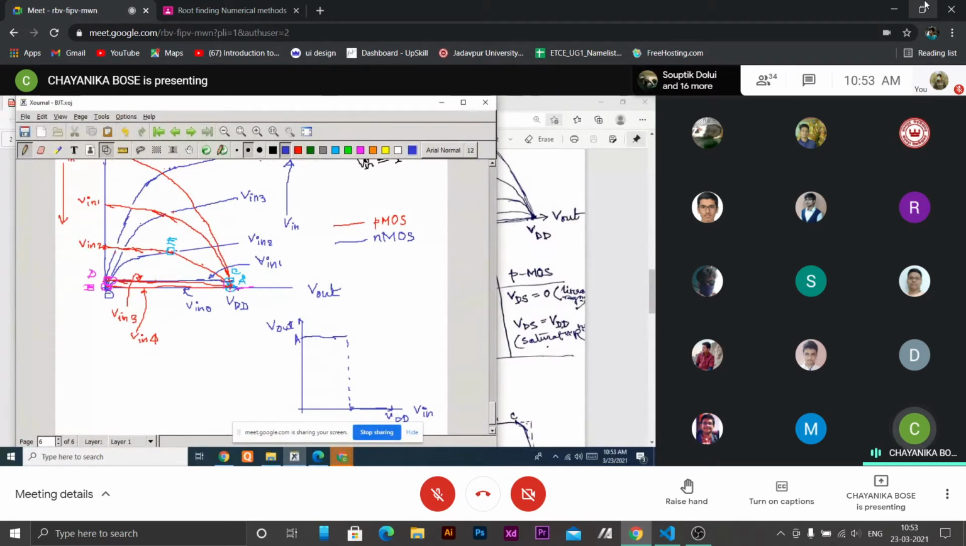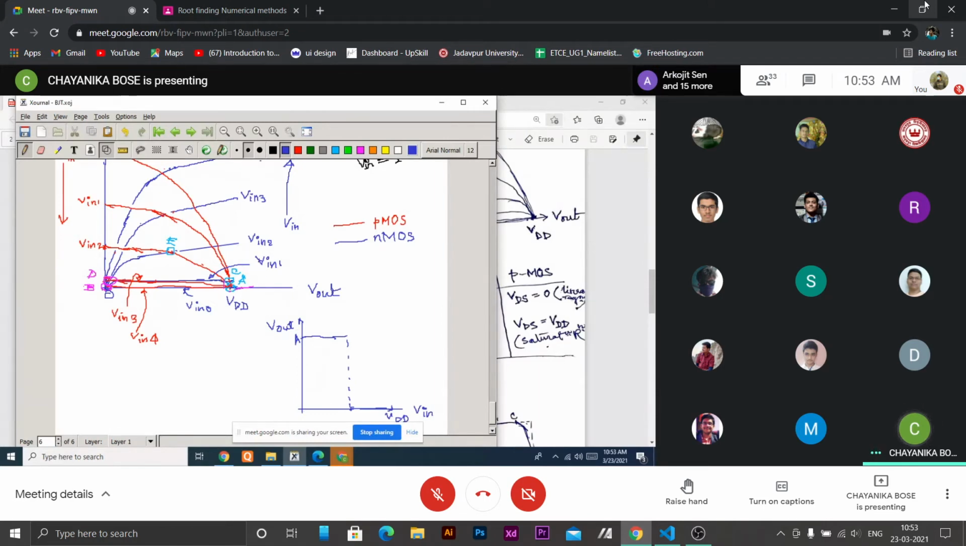We get this point where the current for the PMOS and NMOS characteristics intersect at V out equal to VDD. So we will get the point A as a steady state operation. This will be the point. Output voltage is VDD, then, for V input 0.